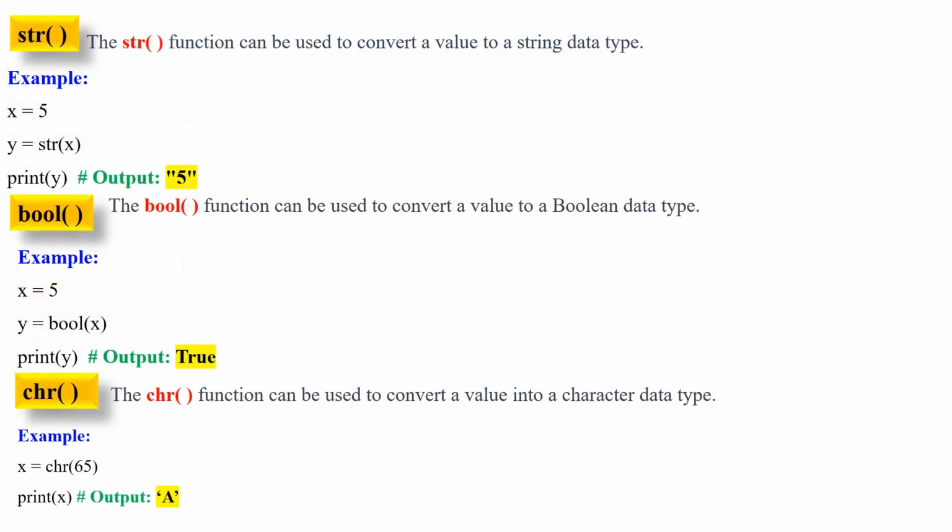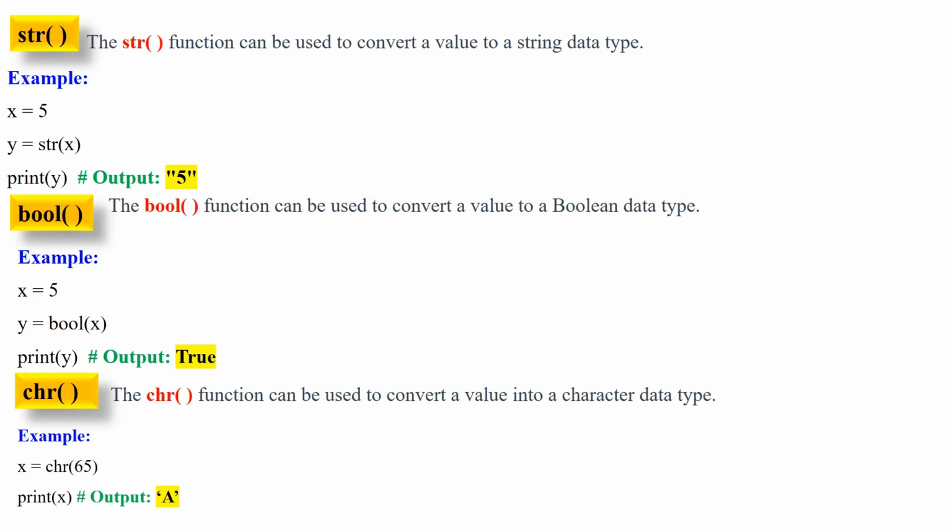Next is the str function. The str function can be used to convert a value to a string data type. For example, x = 5, y = str(x), print(y). In this example, we're converting the integer value 5 to a string using the str function. The resulting value is the string '5', with quotation marks.